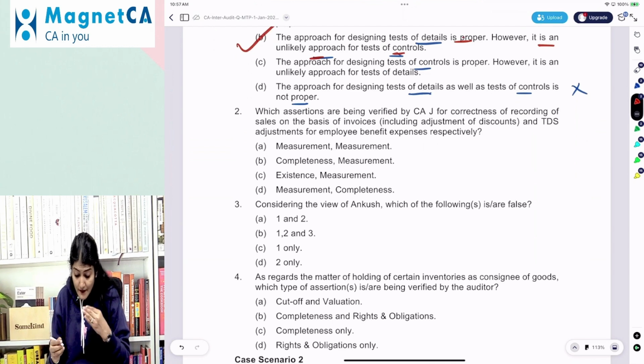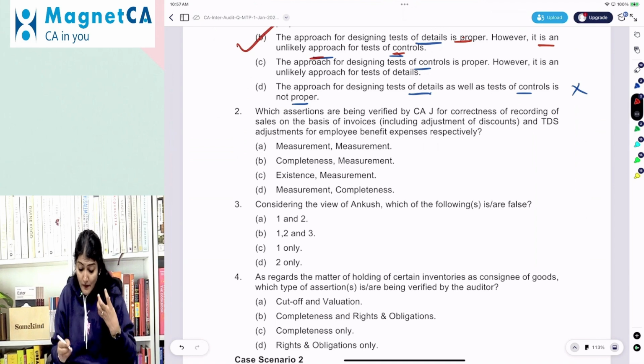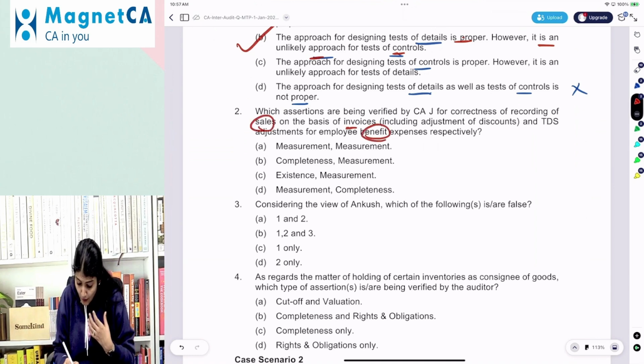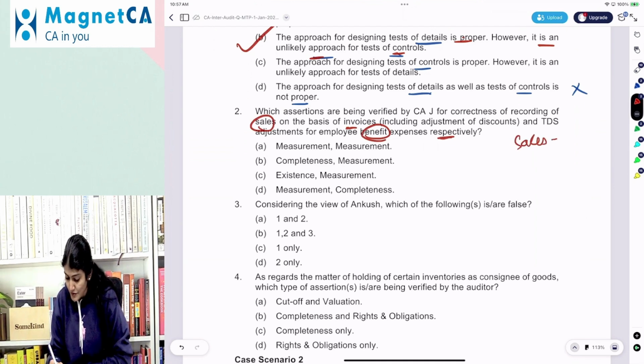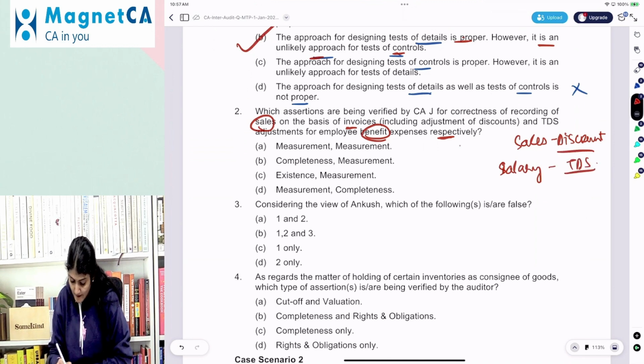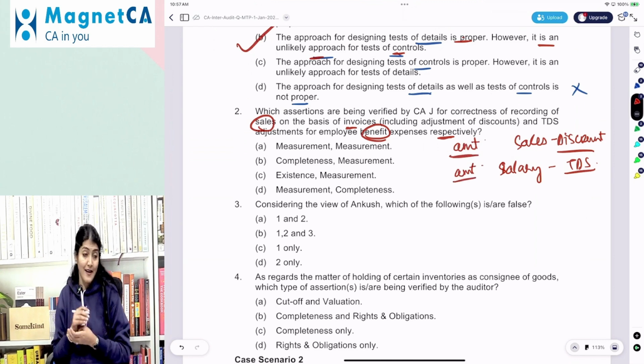Which assertion is being verified by CAJ for correctness of recording of sales on the basis of the invoices and the TDS adjustment for the employee benefit expenses respectively? So for sales, they want to check the discount, and in the employee benefit expenses, the salary expenses, they want to check the TDS. That means in both cases, they want to check the amount of sales, the amount of the salary.